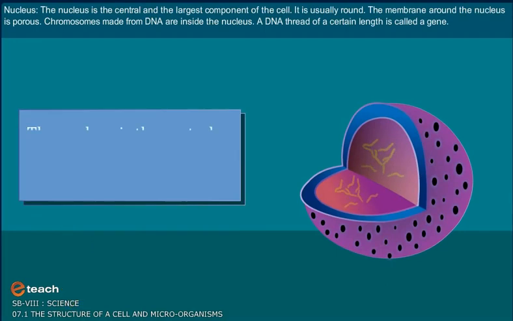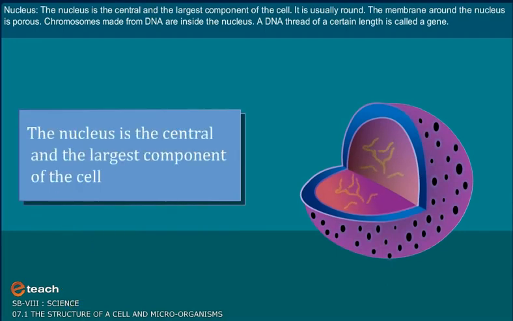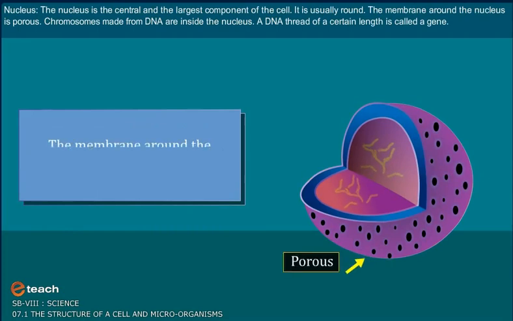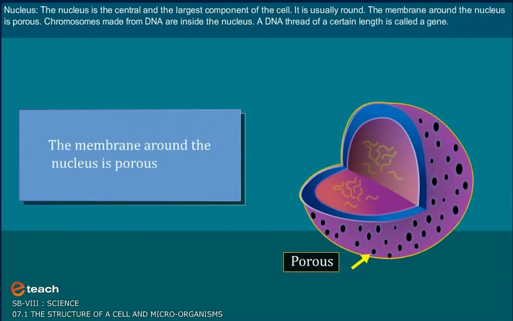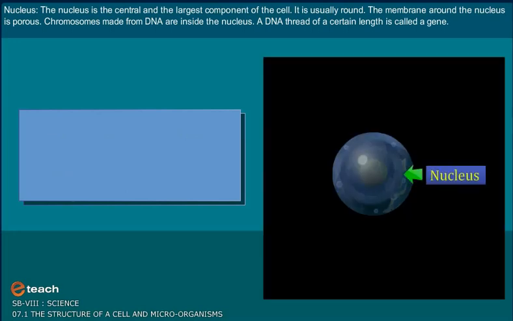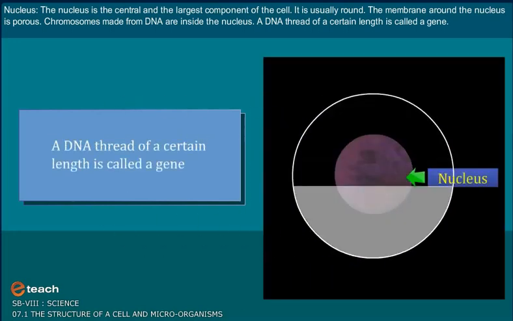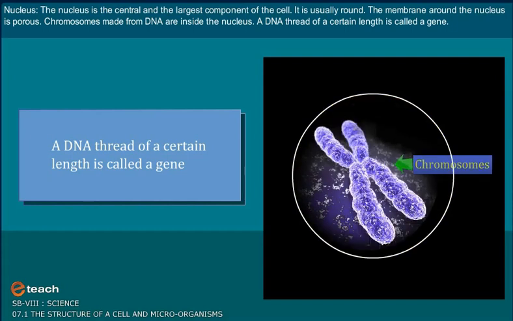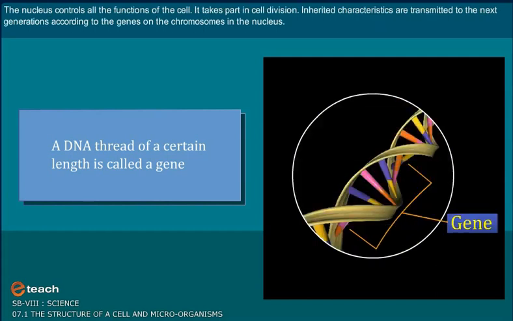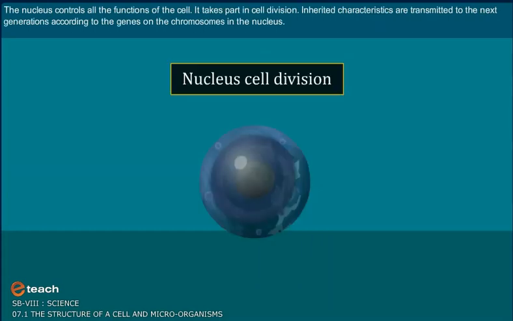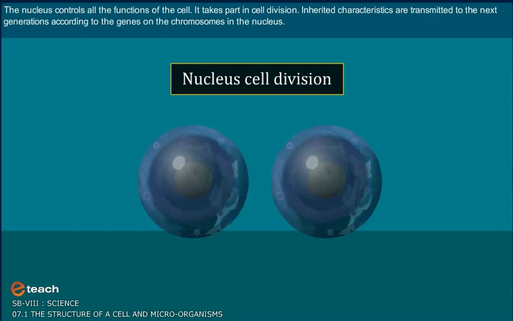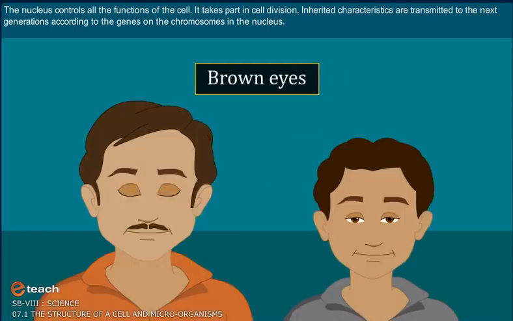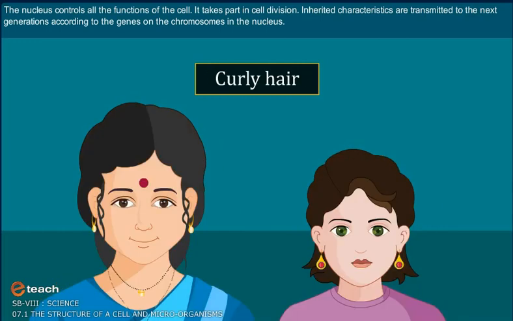Nucleus. The nucleus is the central and the largest component of the cell. It is usually round. The membrane around the nucleus is porous. Chromosomes made from the DNA are inside the nucleus. A DNA thread of certain length is called a gene. The nucleus controls all the functions of the cell. It takes part in cell division. Inherited characteristics are transmitted to the next generation according to the genes on the chromosomes in the nucleus.